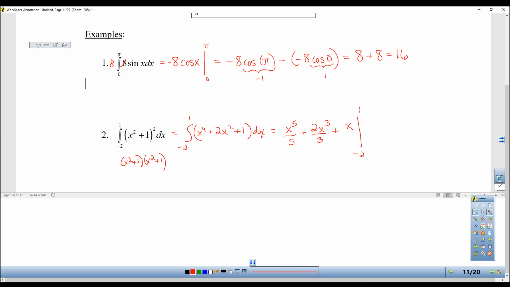So the reason I say this, we pronounce this the integral from negative 2 to 1. So we say the negative 2 first because they're always going to go in number line order. But when you actually plug them in, you're going to plug in a 1. So I'm going to do it down here. It's going to be 1/5 plus 2/3. I'm plugging in a 1 plus 1 minus, and now you plug in the negative 2. Negative 32/5. When I plug in a negative 2, I get negative 8 times 2 is negative 16/3 minus 2.